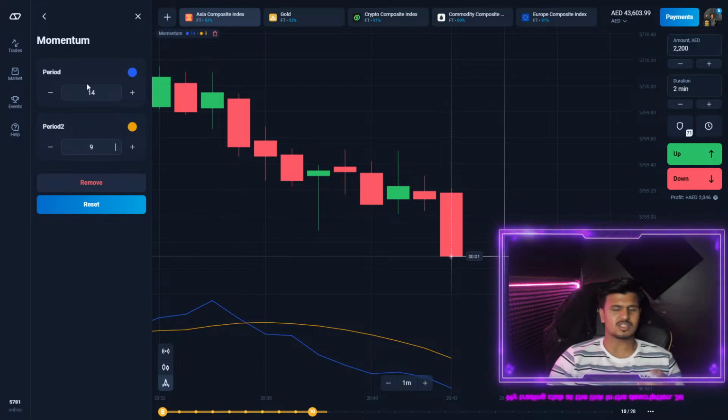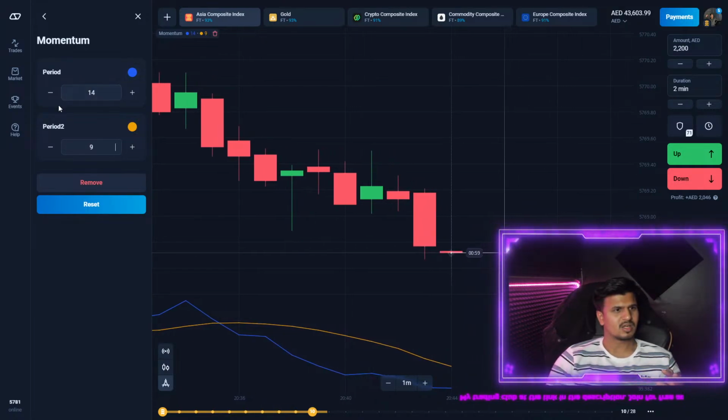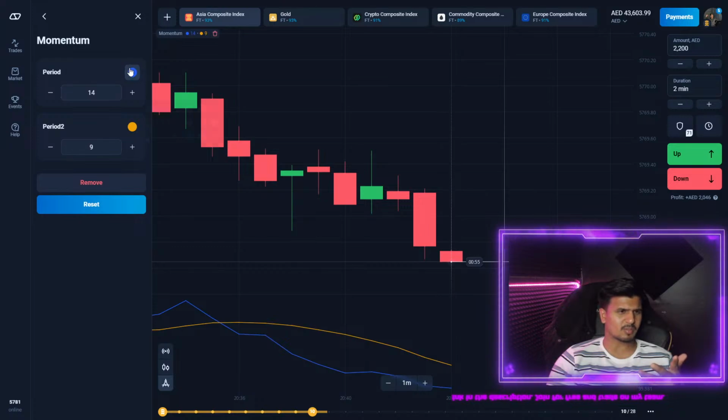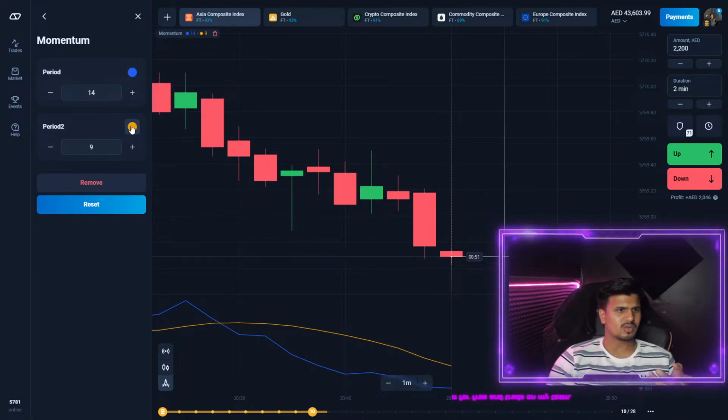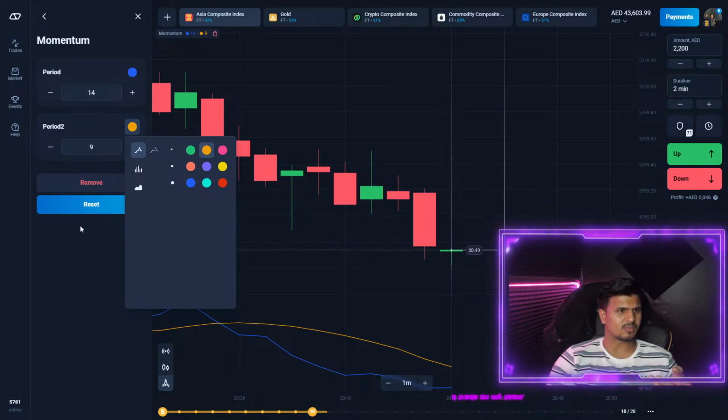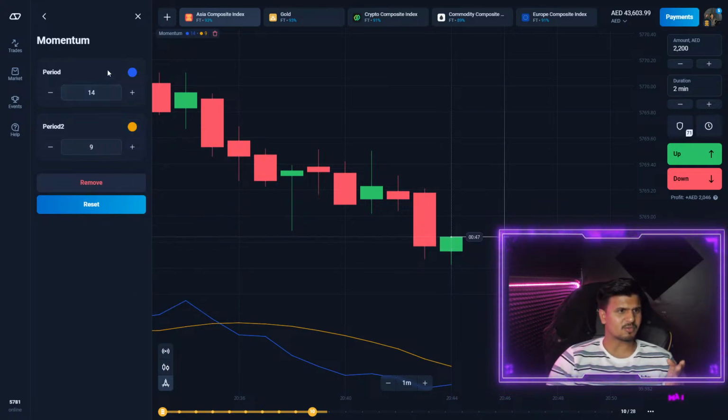When you click here, just set these period numbers. Period 1 is 14, this blue line. You can choose the color by your choice, as you can see here. And period 2 is this yellow one, which has 9. You can see the higher number will increase the speed of the oscillator momentum line.